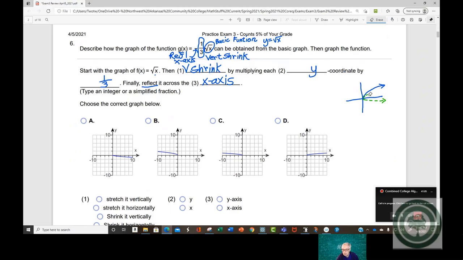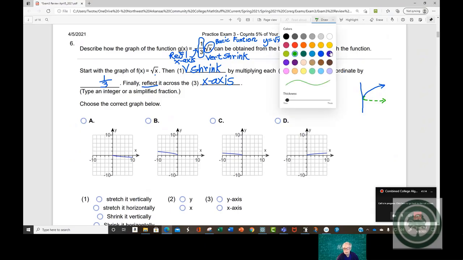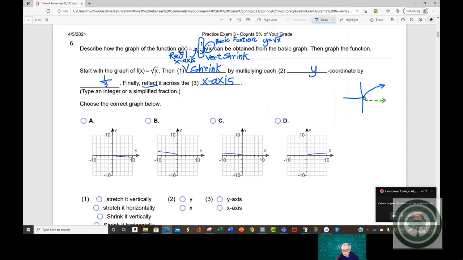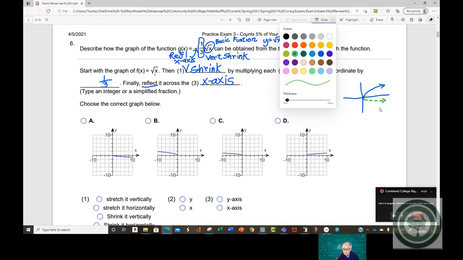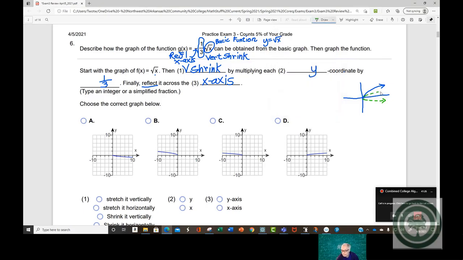Yeah, let's go ahead and erase that. Come on, be nice to me. Thank you. Oh, well. There. That's more like it. So whichever one looks like this is going to be the answer. And that'll be A.